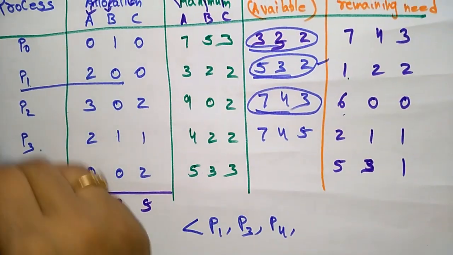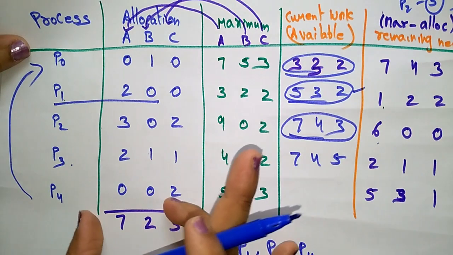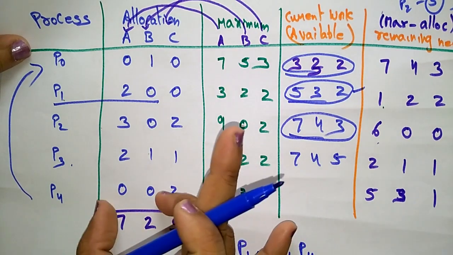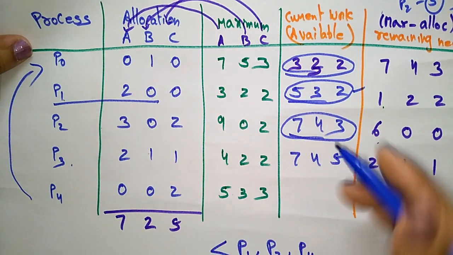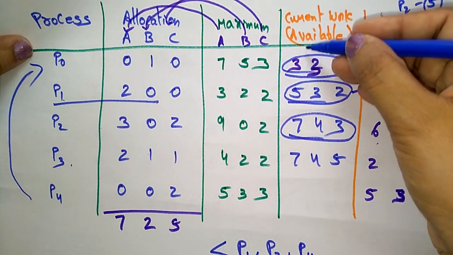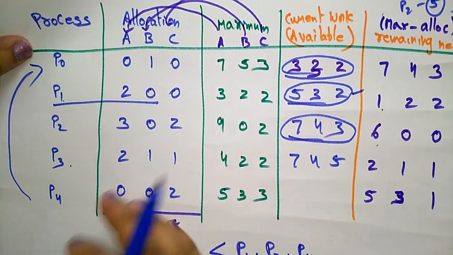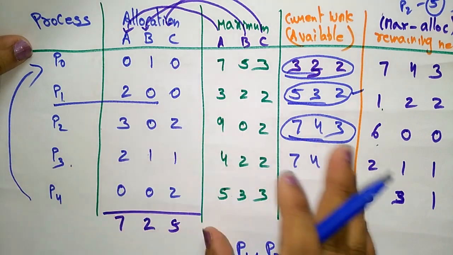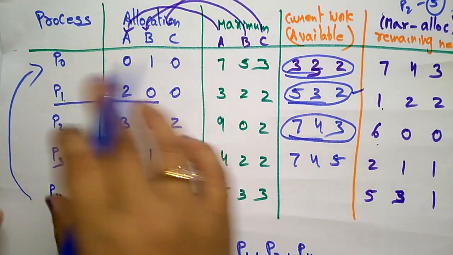Now again come to P0, because whenever a process's work is over, we are releasing those resources to other processes. That's why the available work is in increasing order. Whenever it is increasing, the other processes may execute without deadlock. So again I have to check the process P0.